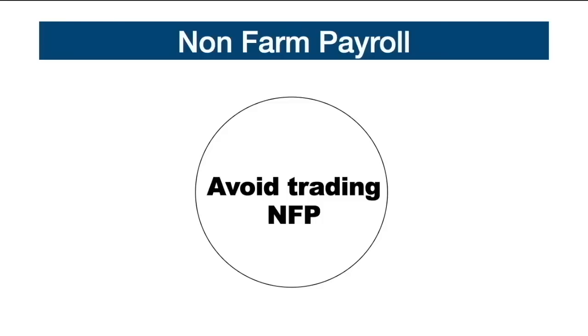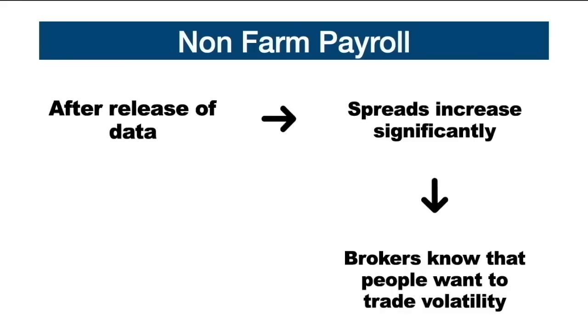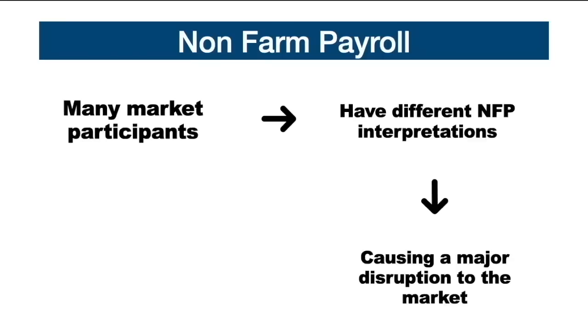Just after the release of the NFP, spreads increase significantly because brokers know that there are many people interested in trading for the release of this data. Many analysts, traders, funds, and speculators try to anticipate the NFP number and the future price direction. With so many different parties watching this report and interpreting it, even when the number comes in line with estimates, NFP data will tend to cause a major disruption to the markets temporarily.